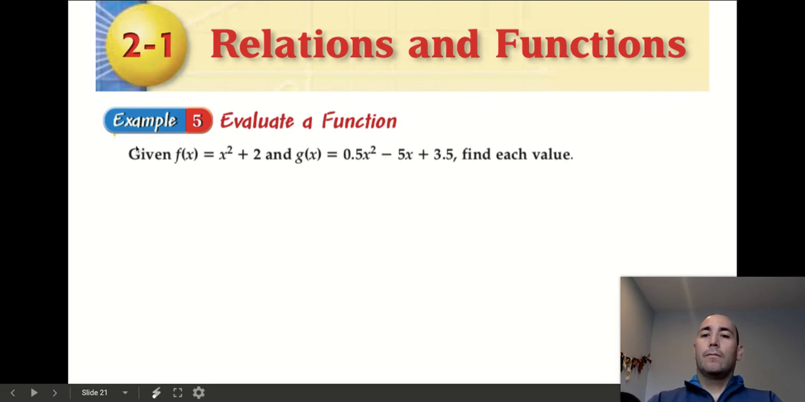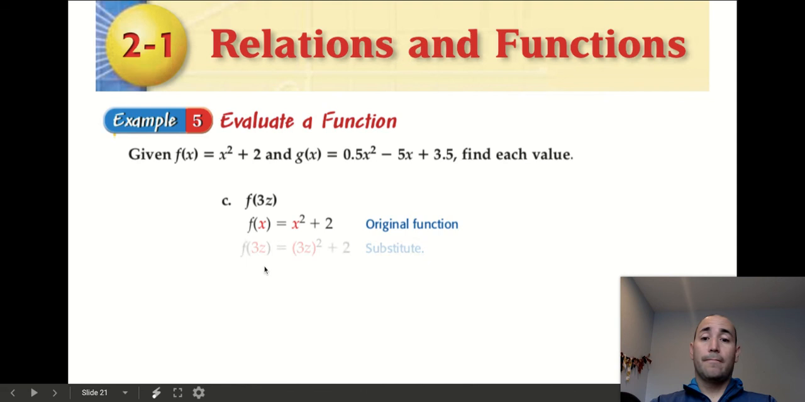So given this one, we're going to do one last one. Well, this says f of 3z. Now this might throw people off. There's a variable inside, right? So again, we're still going to follow the same thing. We're going to use the f function, right? And anywhere there's an x, I'm now going to input 3z. So I substituted x out and substituted 3z in.